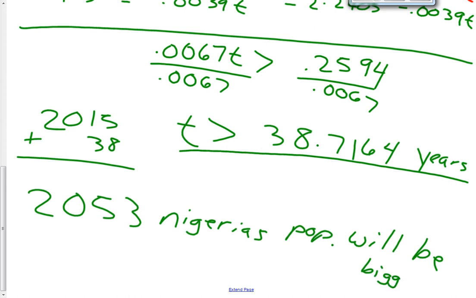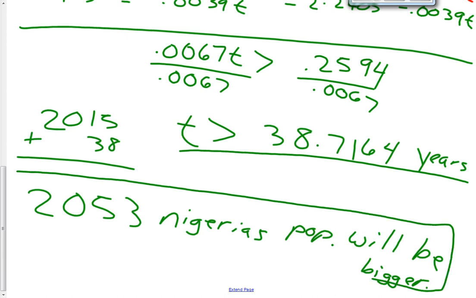And that's weird to think about because that's sometime in your lifetime. So very interesting questions that deal with exponential growth and exponential decay. Let me know if you have any questions on that when you get to class tomorrow.